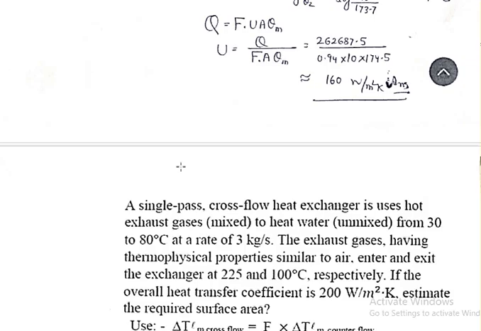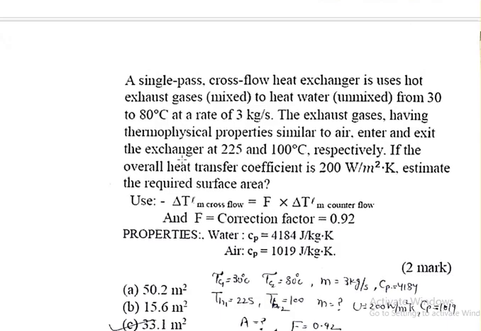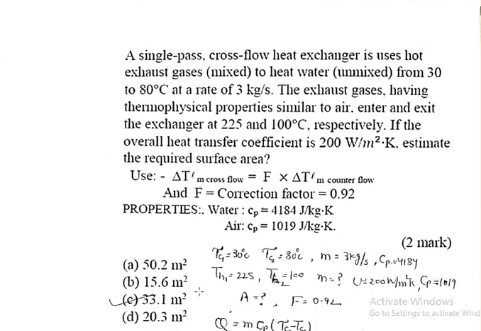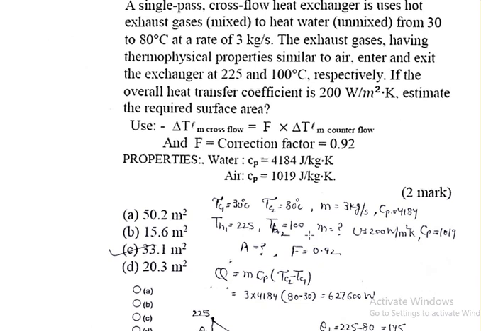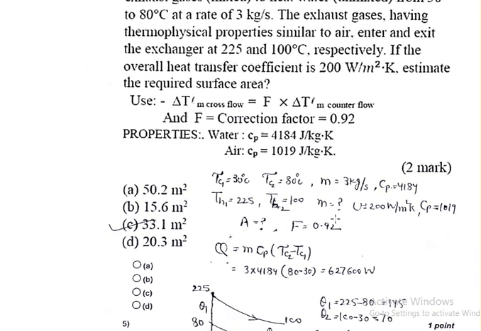Now come to the next question. This question is again a cross flow heat exchanger numerical. Here they want to estimate the required surface area for the heat exchanger. All data are given. Cold fluid temperature inlet and outlet are given, mass of cold fluid is given, Cp is given. Similarly the hot fluid temperature outlet and inlet are given, overall heat transfer coefficient is given, Cp is given, but mass is not given. So here we will calculate the area of the heat exchanger.